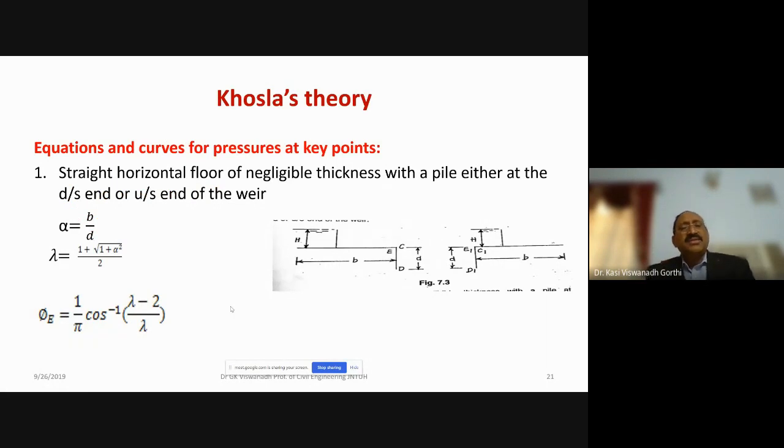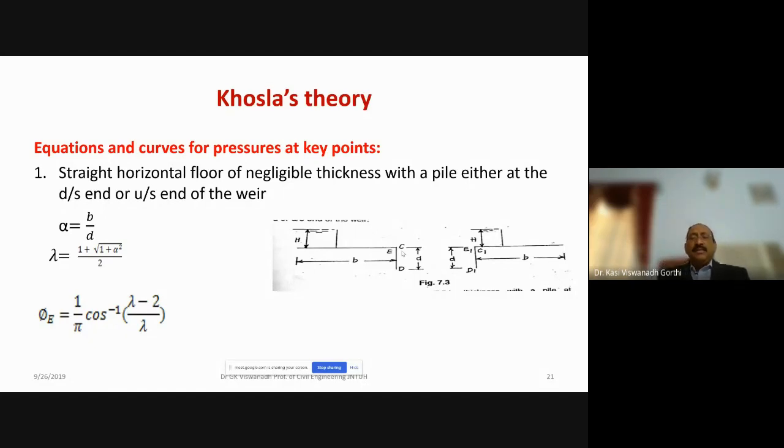Number one is the straight horizontal floor, negligible thickness, pile either at the downstream end or at the upstream end of the weir. You have two different cases. Only one pile is there, CD. ED or CD is the pile here. Why do I say ED or CD? Because E is the junction point inside and C is the junction point outside. Are you following this? D is the bottom of the pile, whereas E is the junction point inside and C is the junction point on the outside.